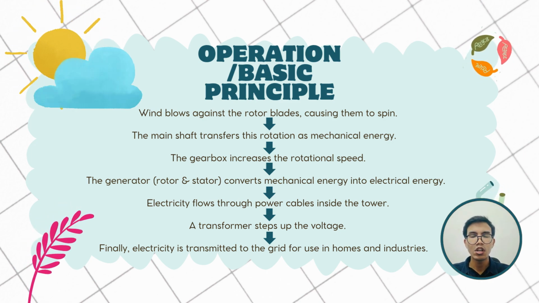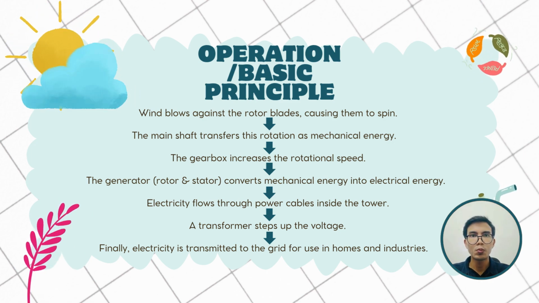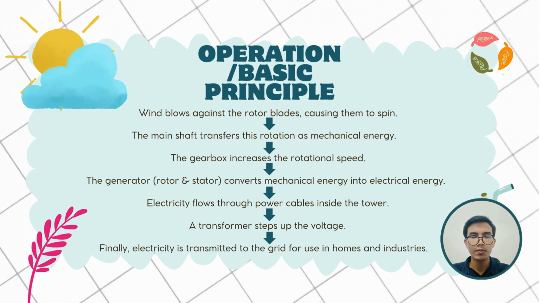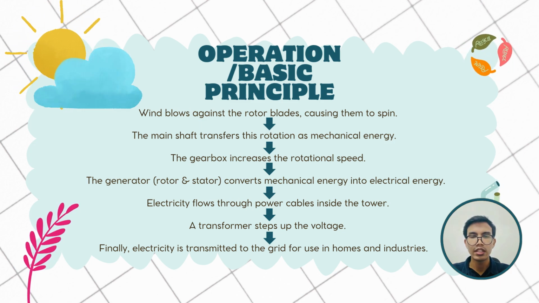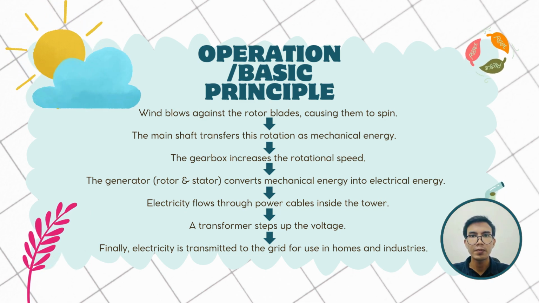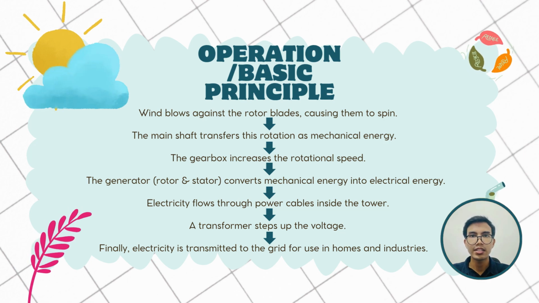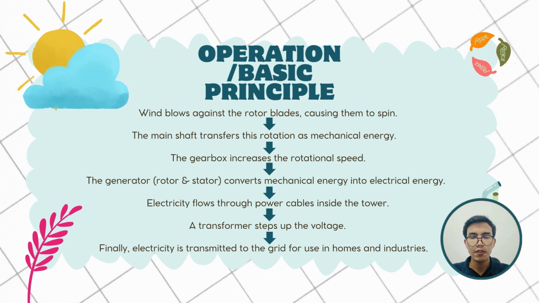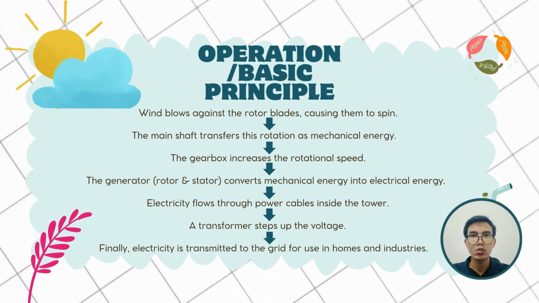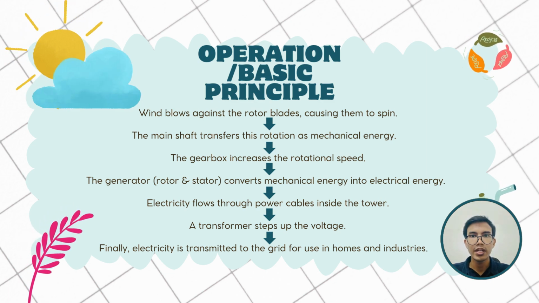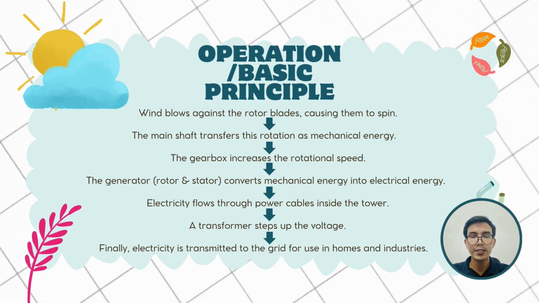Next, how do all of these components work together to produce electricity? First, the wind blows against the rotor blades, causing them to spin. Second, this rotation is transferred by the main shaft as mechanical energy. Next, the gearbox steps up and increases the rotational speed. After that, the generator, utilizing its rotor and stator, converts this high-speed mechanical energy into electrical energy.